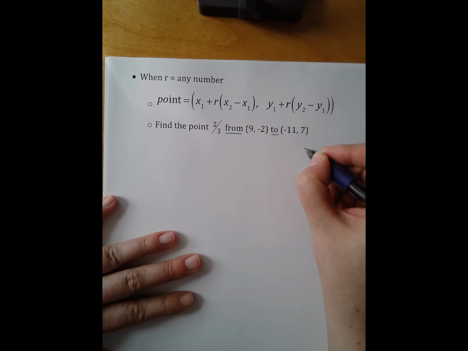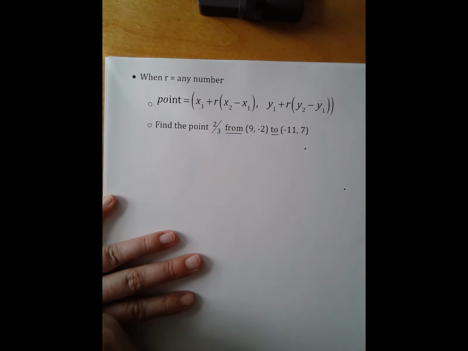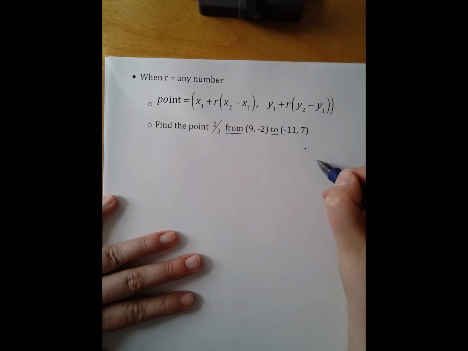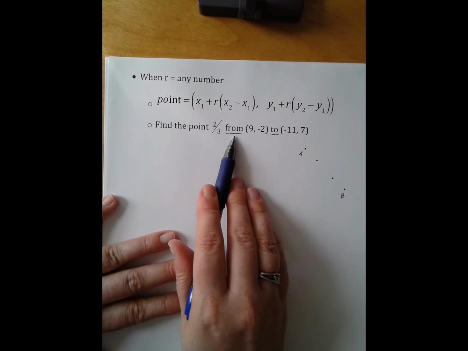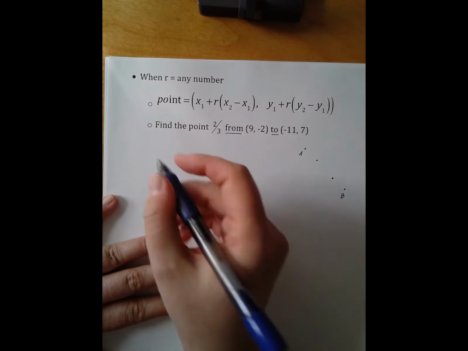So if we can imagine this is the first point and this is the second point, if I do it backwards, I'm going to end up with either some point in here, about 1/3 from point A, or some point down here, which would be about 2/3 from A. And so I need to make sure that I'm 2/3 from the point 9, -2.